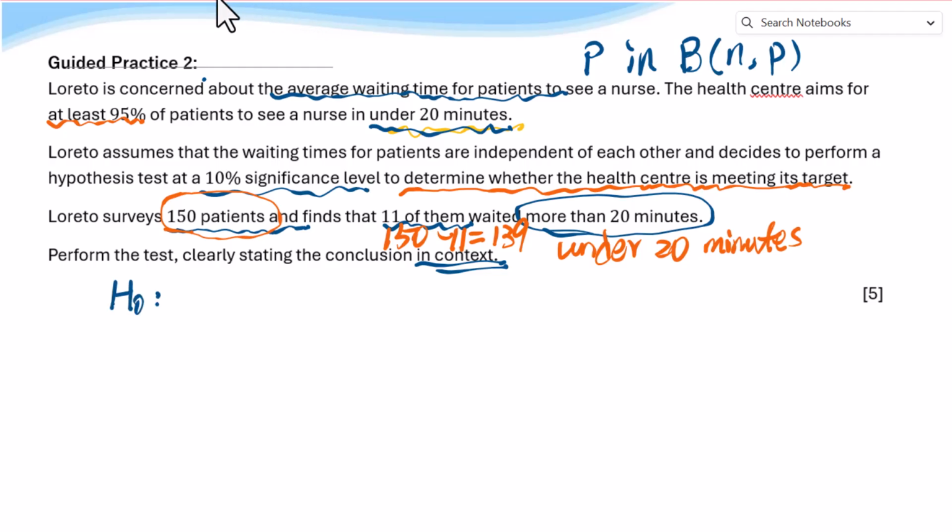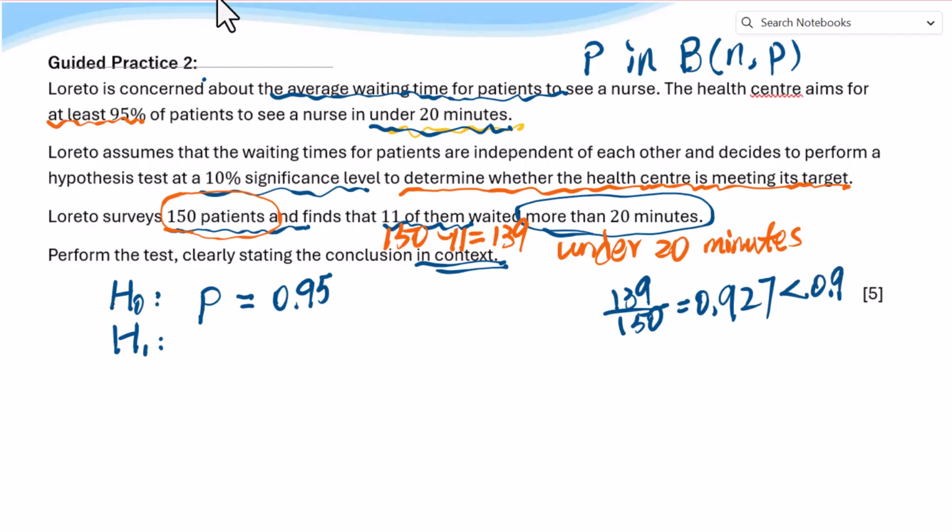So H0: P equals 0.95. H1: 139 over 150 equals 0.927, which is less than 0.95. So P less than 0.95 for H1. Second step, let's define the variable.